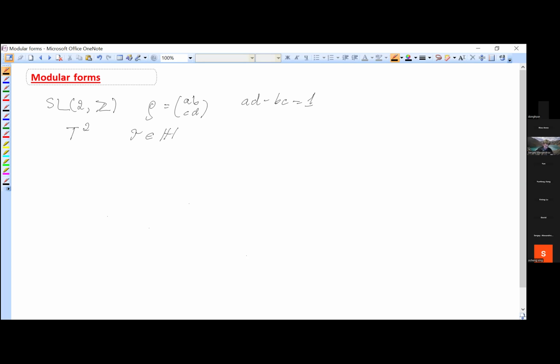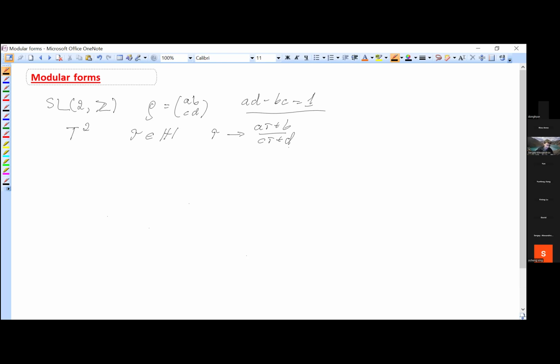The idea is that transformations like this, (A tau plus B) over (C tau plus D), where A, B, C, D satisfy this relation, map different complex numbers which correspond to the same geometric torus. It means in particular that if we have some function on a torus, or some physical quantity, for example, it must be invariant under these modular transformations.